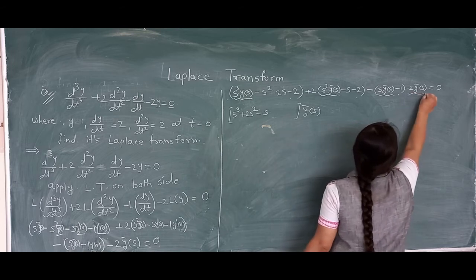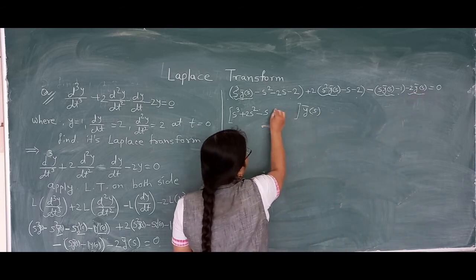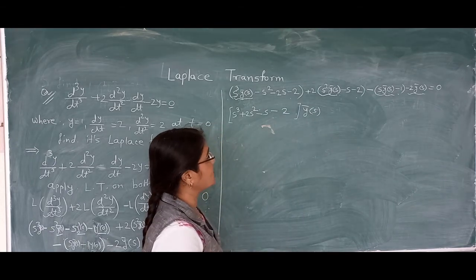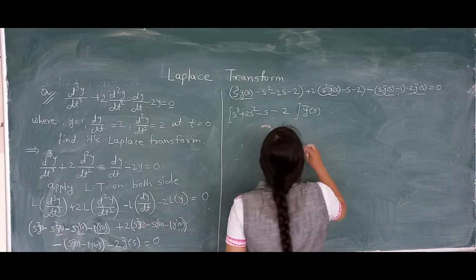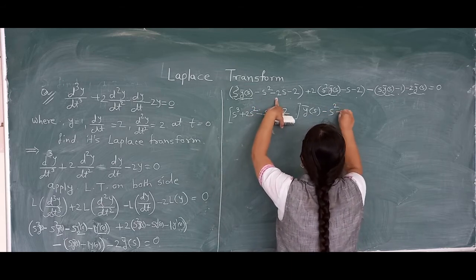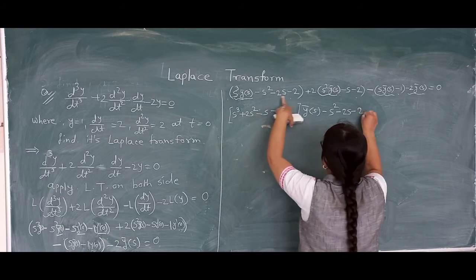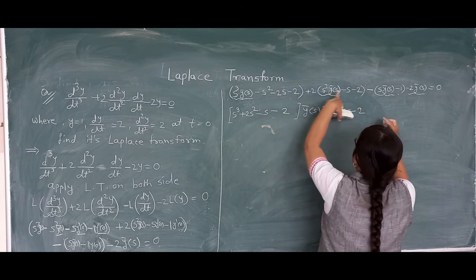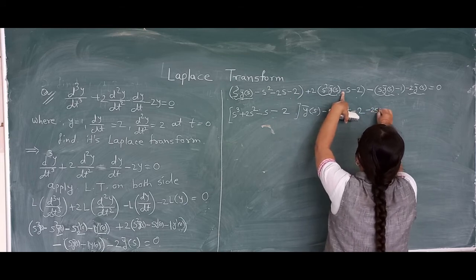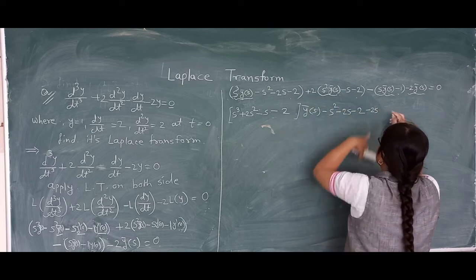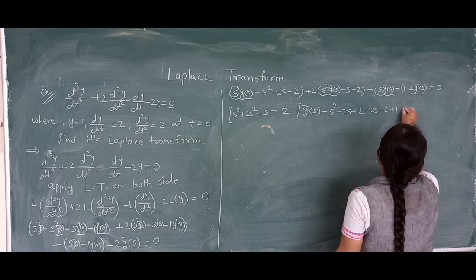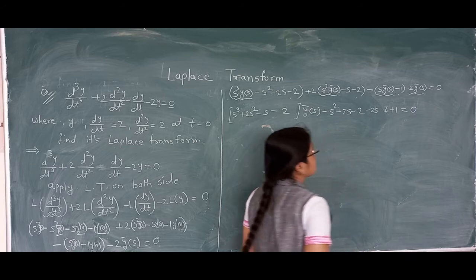And lastly, y bar of s is minus 2. So these are the coefficients of y bar of s. And the remaining are just minus s square, minus 2s, minus 2, plus 2 into minus s is minus 2s, plus 2 into minus 2 is minus 4, minus plus 1 equal to 0.